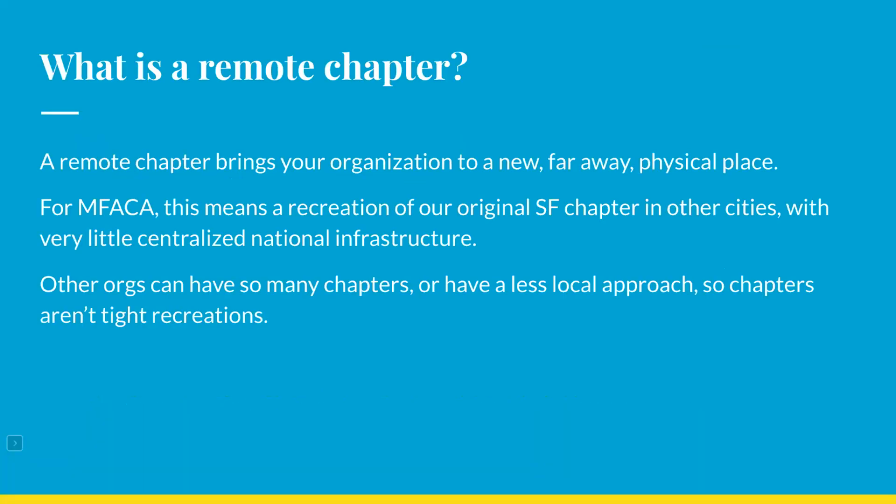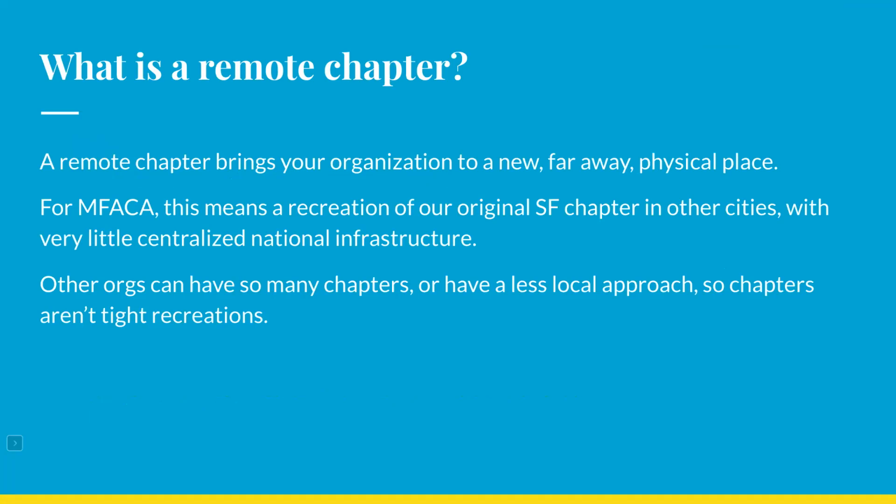So just to start simply, a remote chapter is something that brings your organization to a new, distant, physical place. And this is to expand your organization's reach to a new geographic area. For Masks for All, this means recreating our original SF chapter in other places, and we don't really have a lot of national infrastructure. That's essentially just kind of me.